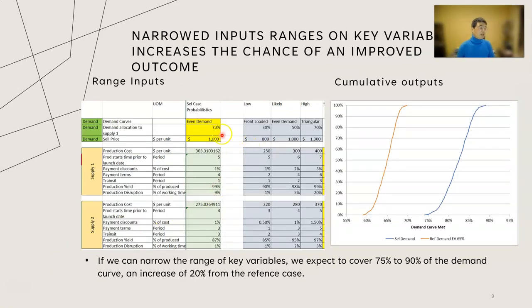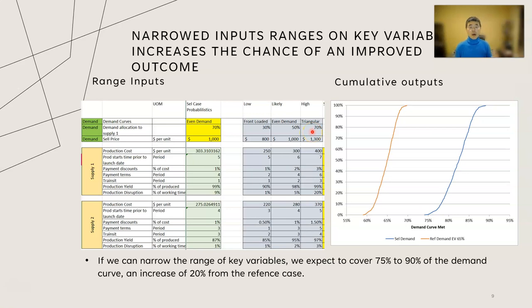Now if we start changing the inputs and narrow the ranges, we expect the coverage to increase from 75% to 90%. The orange curve shown here reflects the reference case, the curve you saw in the earlier slides. The blue curve is the result when I start shifting the variables. For example, in this case, basically shifting the demand to the high, allocation to the high.